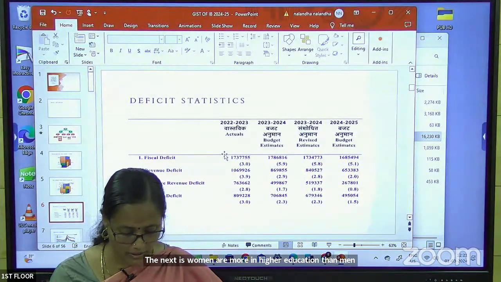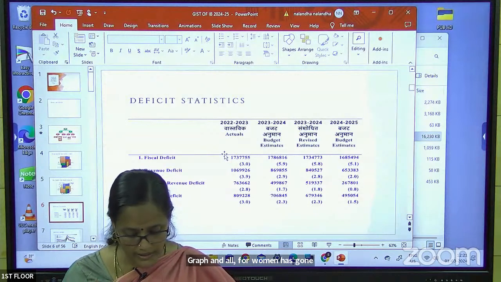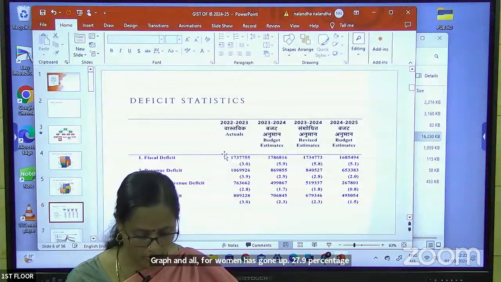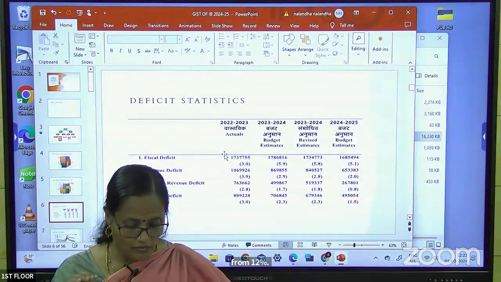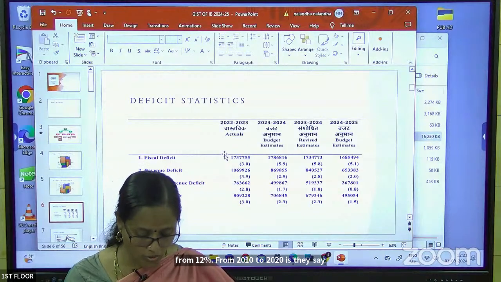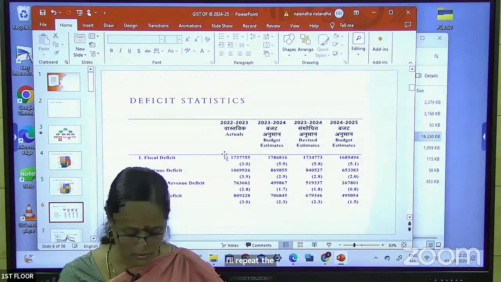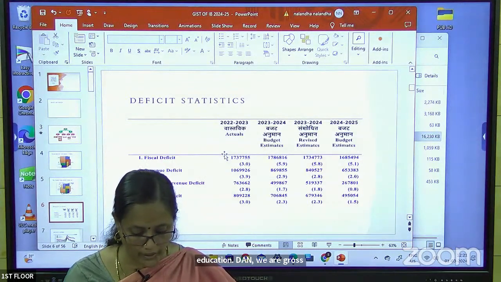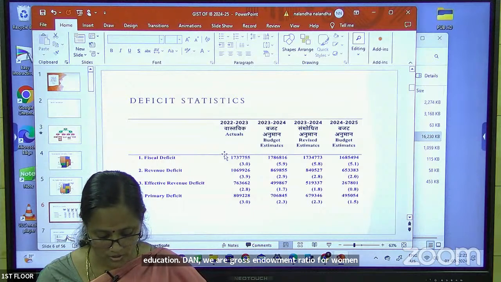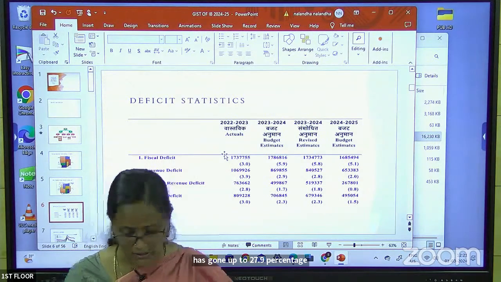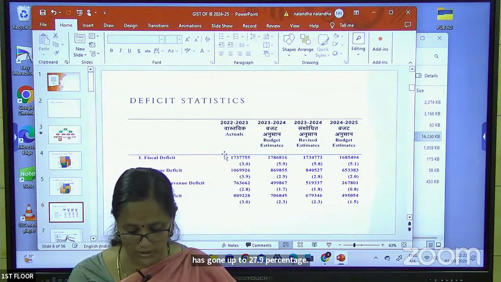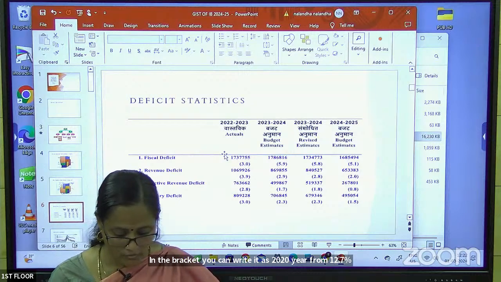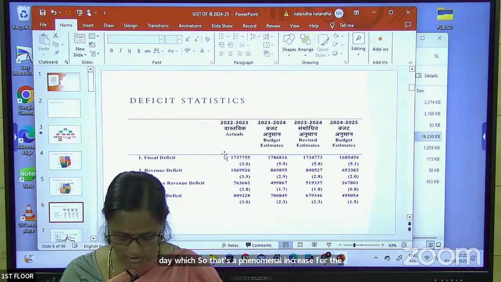The next is women are more in higher education than men. Gross enrollment ratio for women has gone up to 27.9% from 12.7% in 2010. From 2010 to 2020, they say. I'll repeat the statement. Women are more in higher education than men. GER, gross enrollment ratio for women has gone up to 27.9%. In the bracket, you can write it as the year 2020, from 12.7%, which was in 2010. So that's a phenomenal increase for women coming into higher education.